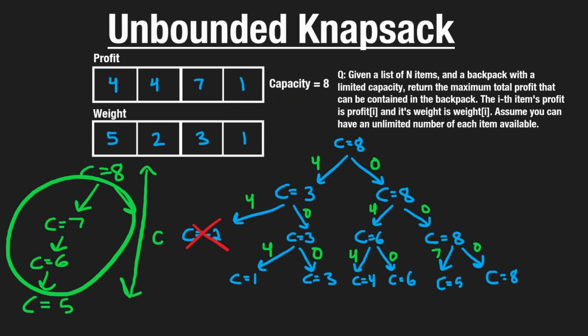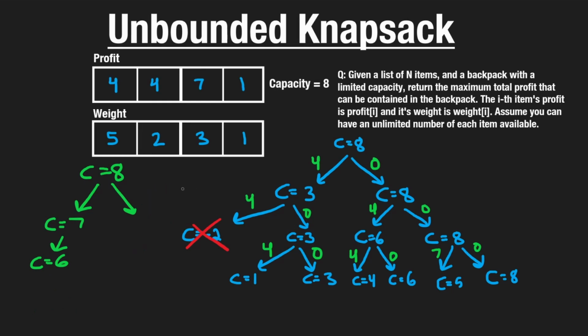Of course, this would only occur if we had an item with a weight of 1, but maybe we had an item with a weight of 2. In that case, the height of this tree would have been capacity divided by 2. We know we don't care about constants when we're talking about big O time complexity. So in this case, the overall size of the tree would be 2 to the power of c in the worst case.